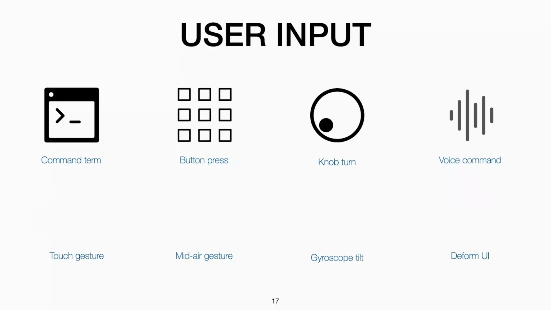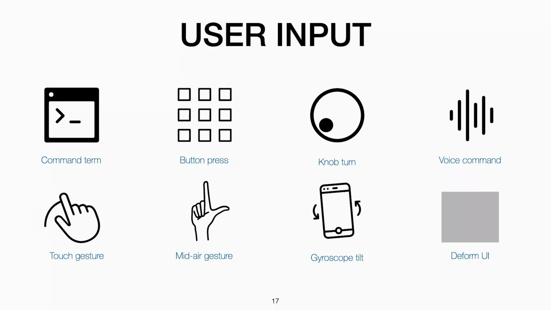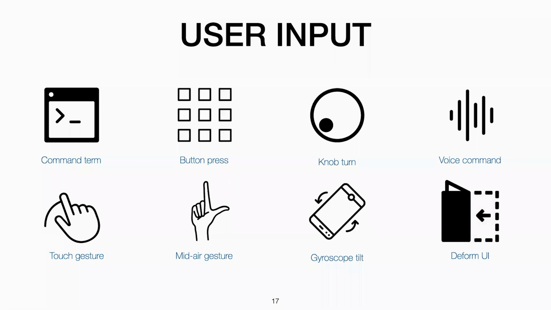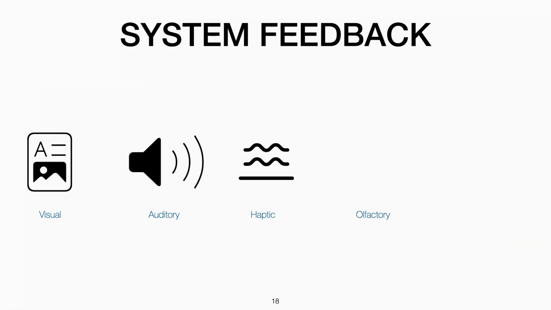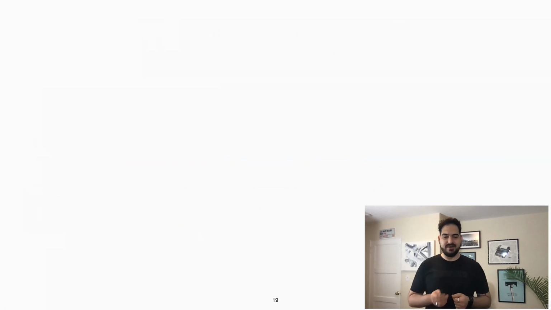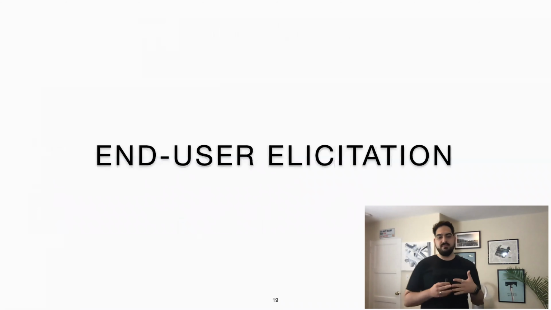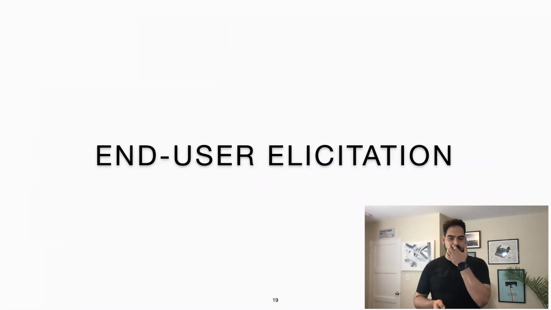For example, it could be a press of a button, turning of a knob, or maybe a gesture, and so on and so forth. And in response, the system can give visual feedback, auditory feedback, haptic, olfactory, or gustatory. I think we're a little ways away from those two, but I digress. So following this breakdown, in my work, I use a method known as end-user elicitation to design interactions.